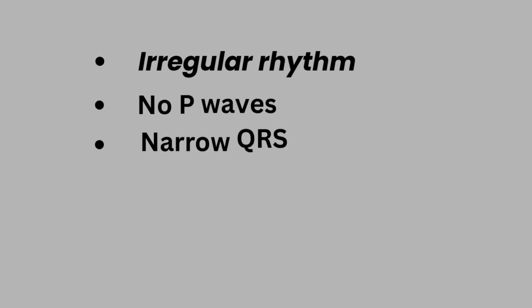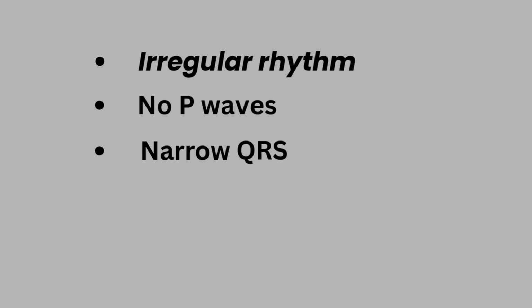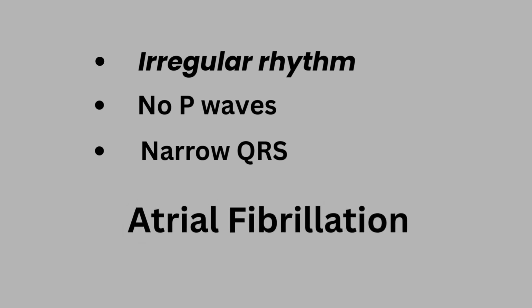Now put everything together. If the rhythm is irregularly irregular, P waves are absent, and QRS complexes are usually narrow, the diagnosis is atrial fibrillation until proven otherwise. You do not need complicated calculations. Pattern recognition is the key.